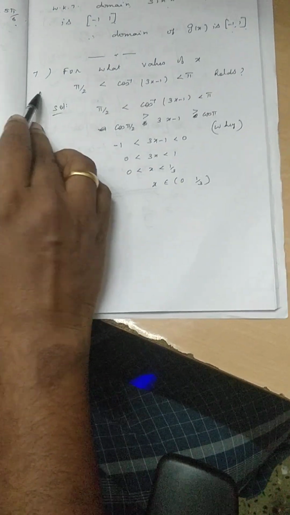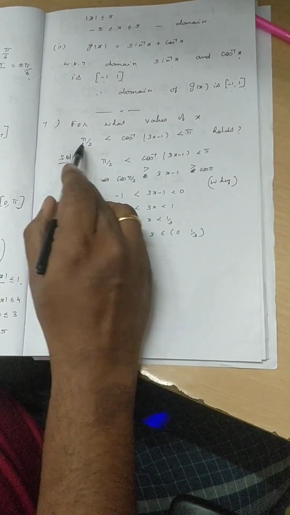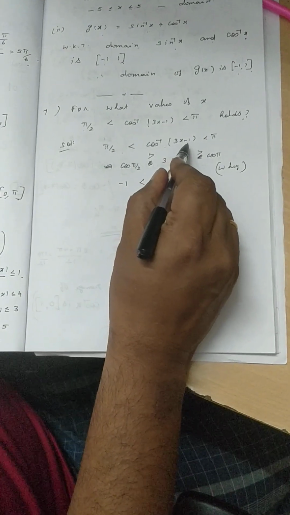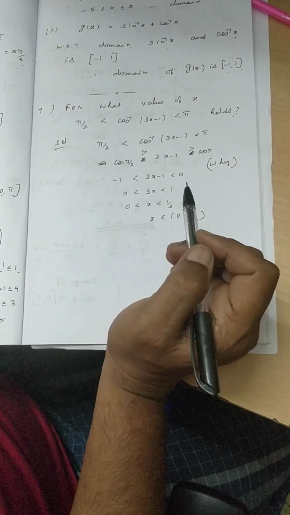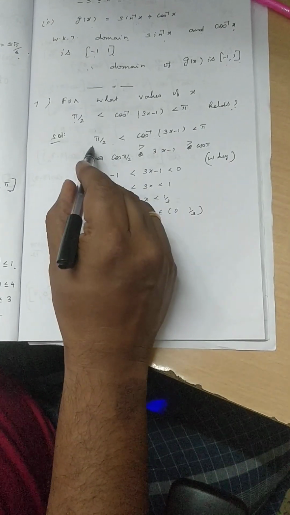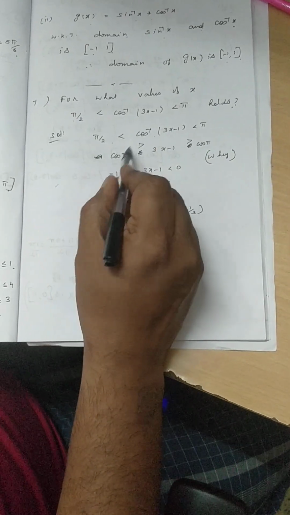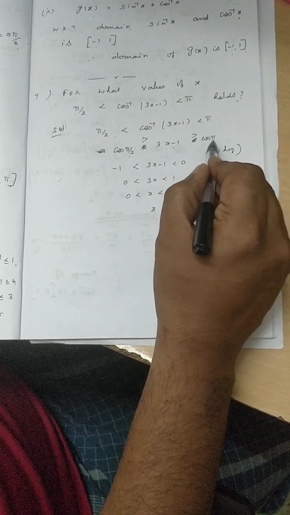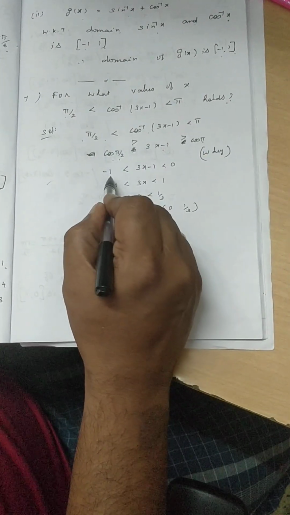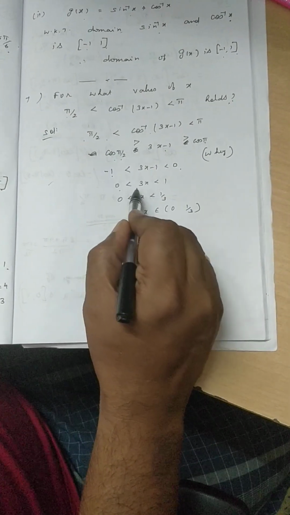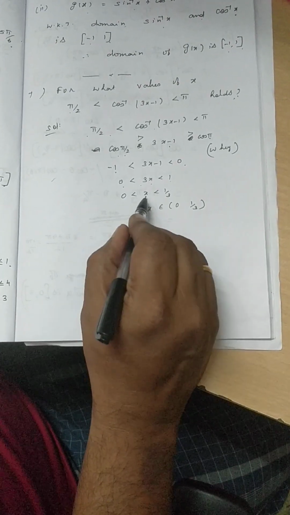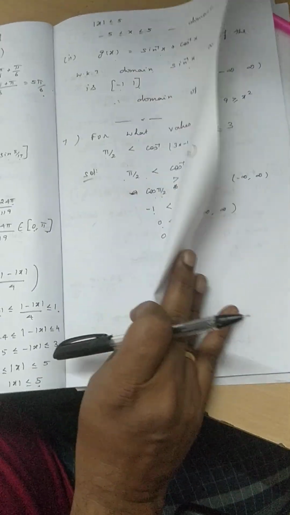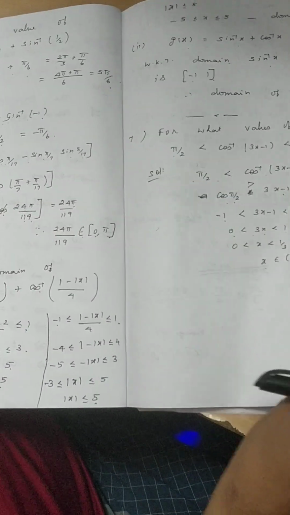Okay. Seventh one: for what values of x is cos inverse of 3x minus 1 between pi by 2 and pi? Cos inverse of 3x minus 1 is less than pi, and greater than pi by 2. Taking cos on both sides, cos inverse goes to the other side: cos pi by 2, 3x minus 1, cos pi. The inequality symbol is changed: minus 1 less than 3x minus 1 less than 0, so 0 less than 3x less than 1, so x belongs to 0 to 1 by 3. This is the 7th sum.